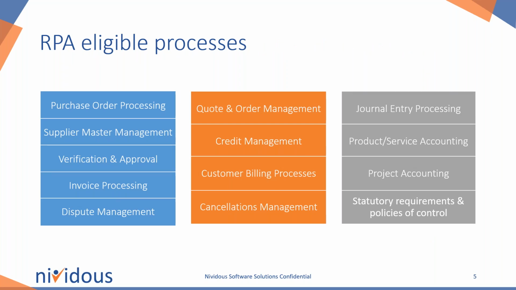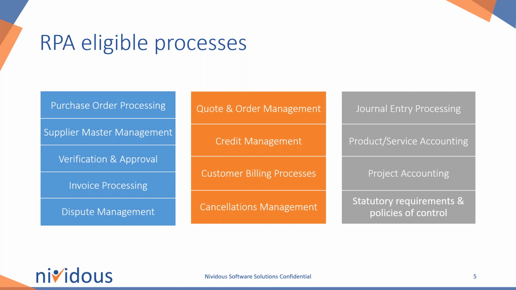So the kinds of things that we typically talk about as being eligible for automation using RPA can be all over the place in your business. The key way that we tell people to identify the best places for using RPA are to look for places where you're using a lot of email or Excel spreadsheets as part of your work process.